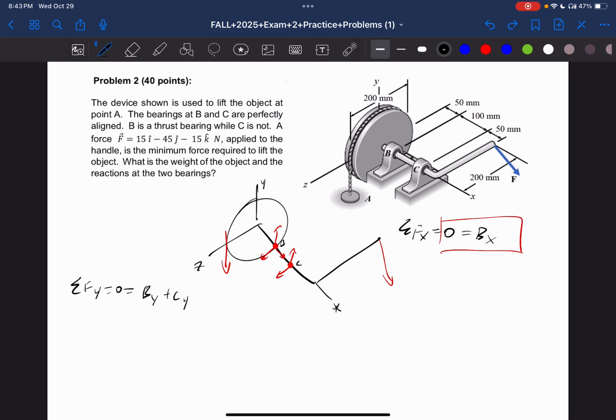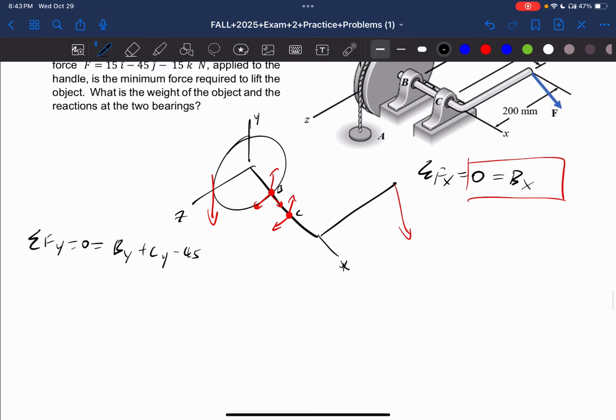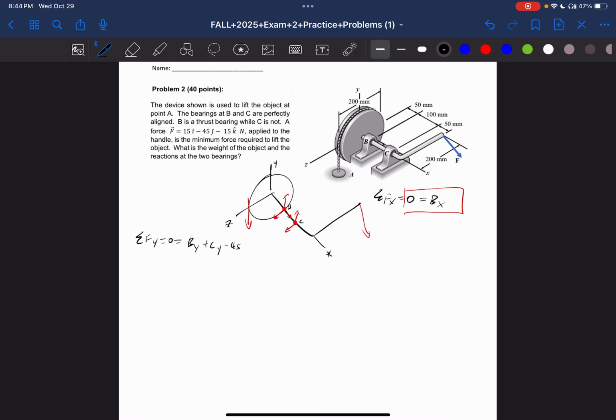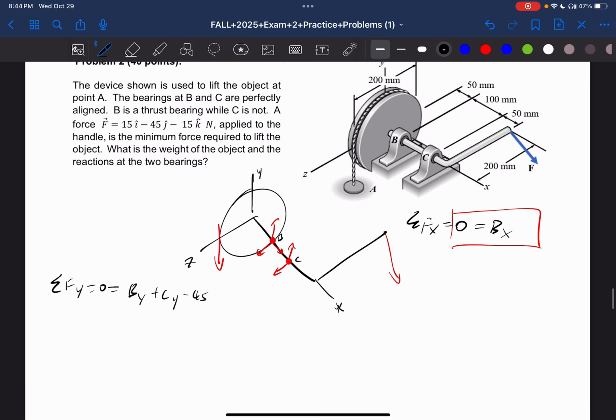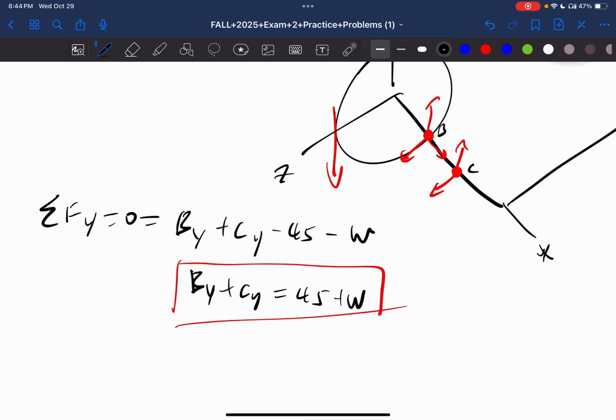And we want this in the y direction, so it's going to be minus 45. Is that even right? That looks a little goofy to me. In the y direction, we also have the weight, which is down, so minus weight. Okay, so we have By plus Cy is equal to 45 plus weight from the sum of the forces in the y direction.